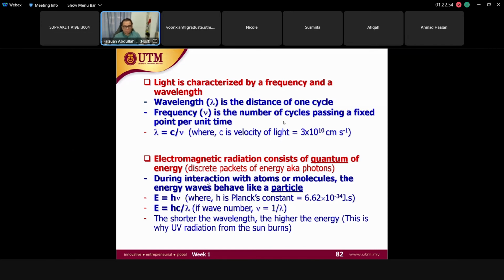Now from this slide, you can understand we are dealing with light, but we are considering the light as a particle. And can you understand the discrete packet of energy, or photons?